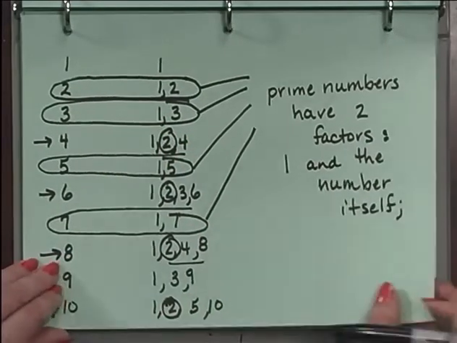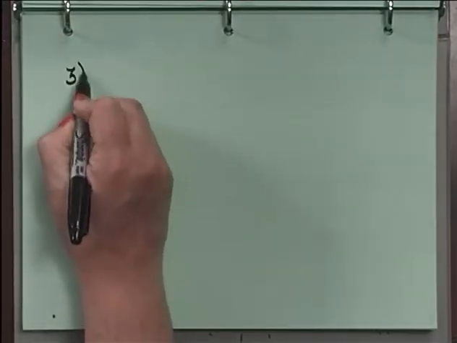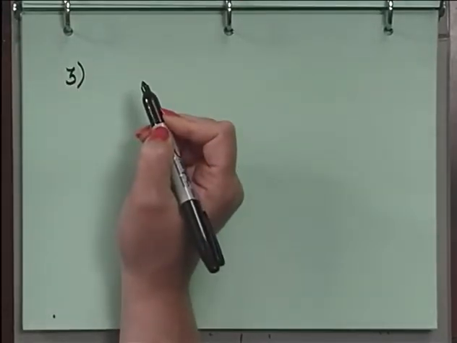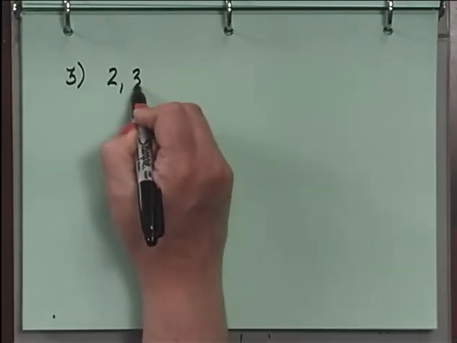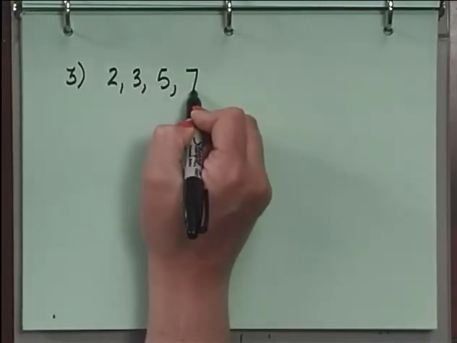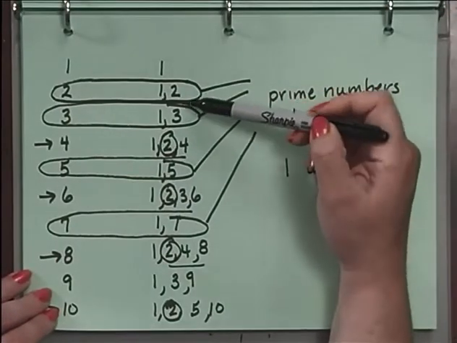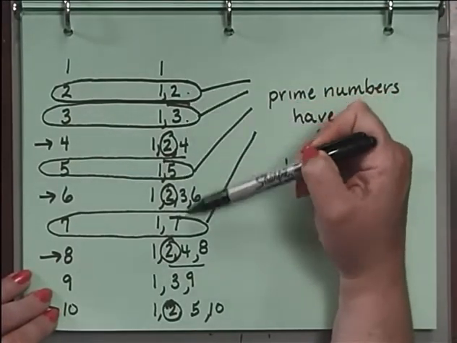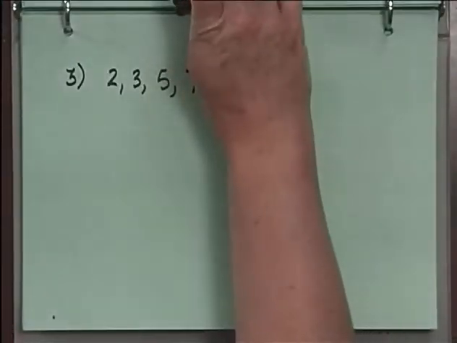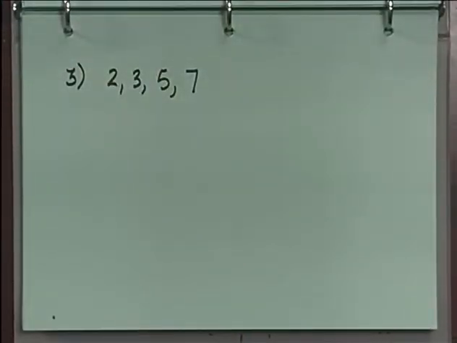Okay, so let's look at example 3. Example 3 says, the first 4 prime numbers are 2, 3, 5, and 7. We looked at that here. Our first 4 prime numbers were 2, 3, 5, and 7. What are the next 4 prime numbers?